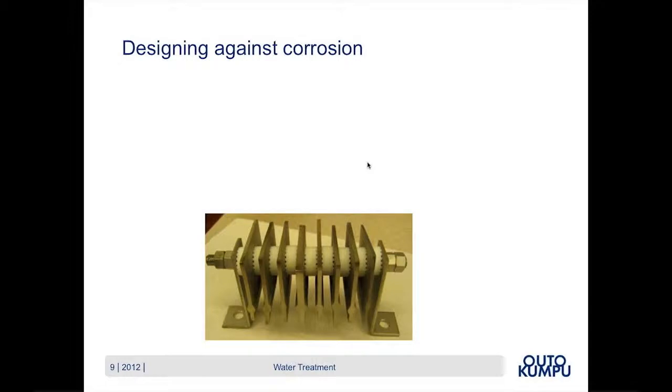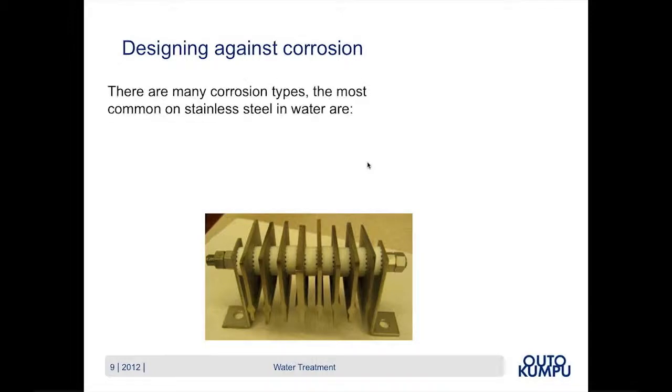So when selecting the most appropriate grade of stainless steel for use in water treatment applications, it's very important that we fully understand the nature of the corrosion type that we might find. The most common type of corrosion that we find in water treatment applications is pitting corrosion and crevice corrosion.